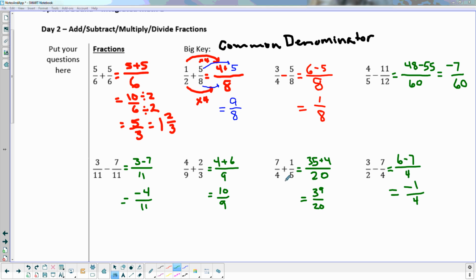The next one's another one of those where there was no common denominator before we get to the 2 denominators multiplied together. So the best one I can get is 20.